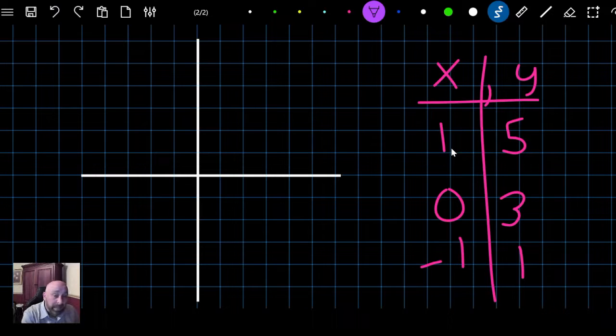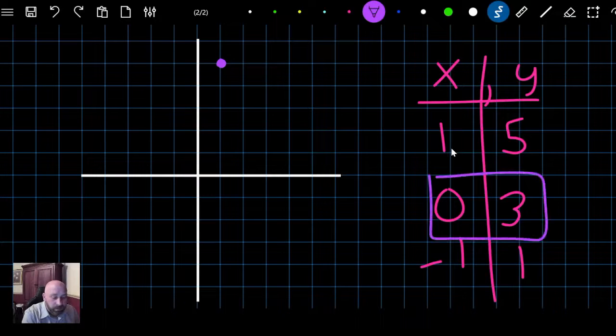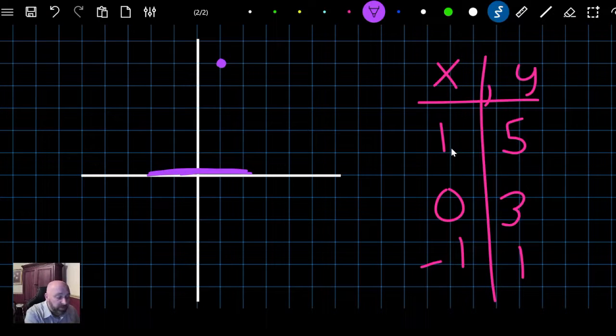So we're doing 1 on the X. So 1 over on the X. We're going 5 up on the Y. 1, 2, 3, 4, 5. All right, so there's our first point right there, 1, 5. Now let's come over to the next one, and we're going to do 0, 3. When you have a 0, that means that you don't go left or right. You're not moving on this line. You're just staying at 0. So we're going to go 1, 2, 3, and this one's going to be right here on the Y line. Then we're going to go -1, positive 1. So over 1 to the left and up 1.